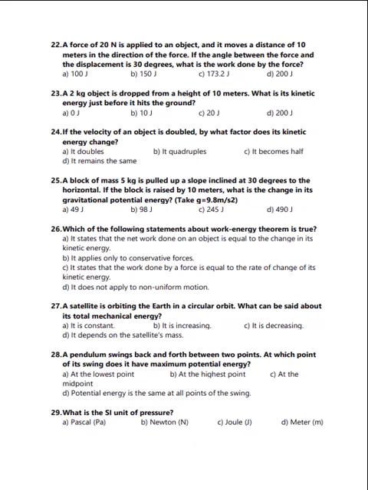Question number 25. A block of mass 5 kg is pulled up a slope inclined at 30 degrees to the horizontal. If the block is raised by 10 meter, what is the change in its gravitational potential energy? Options are 49 joule, 98 joule, 245 joule or 490 joule. Correct answer for question number 25 is D, that is 490 joule.